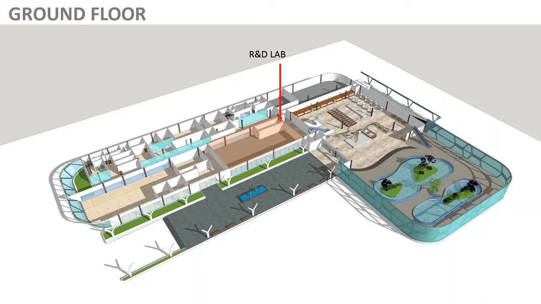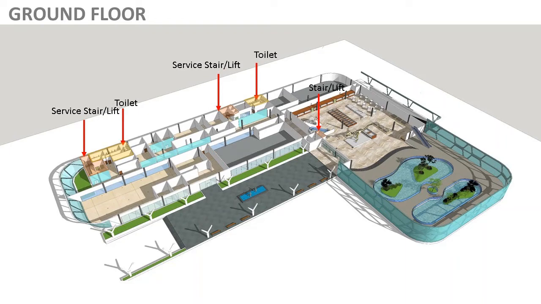In the next slide we can see the red highlighted portion shows the research and development lab. The next slide shows the positions of staircase, lift, and toilets which are placed in the ground floor.